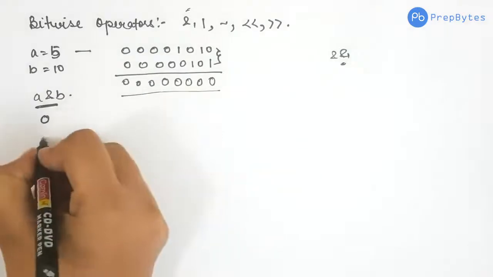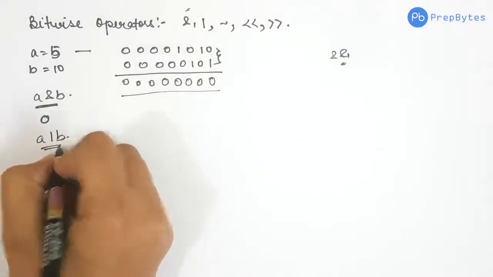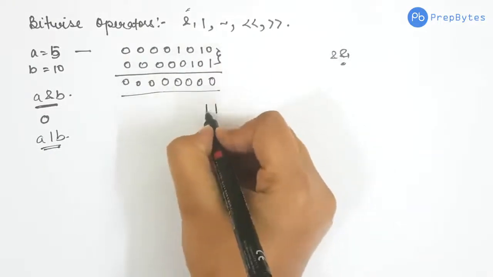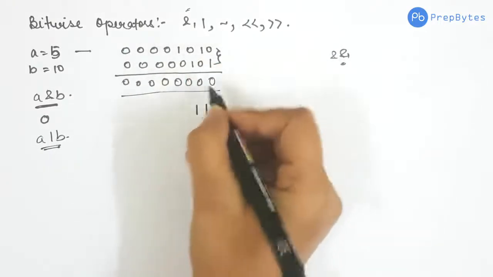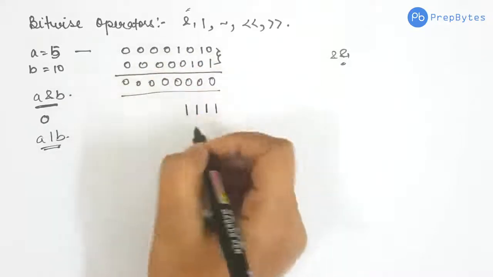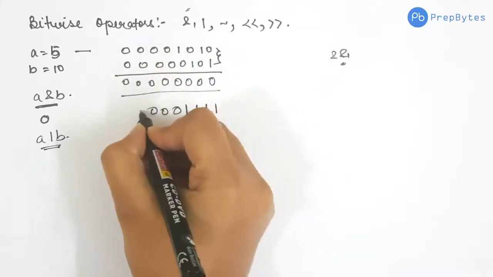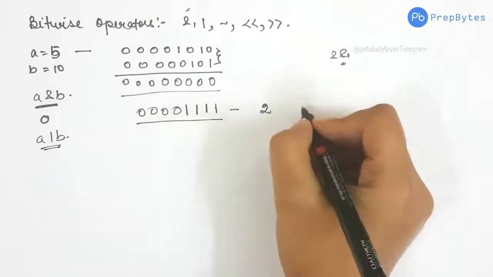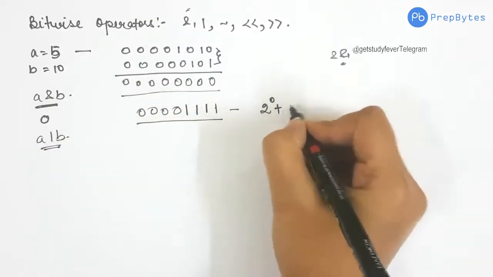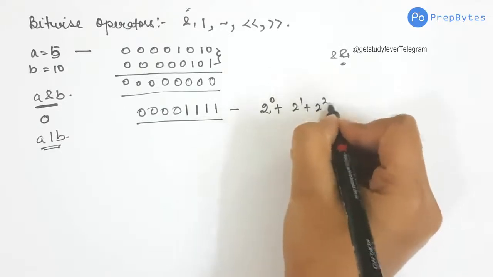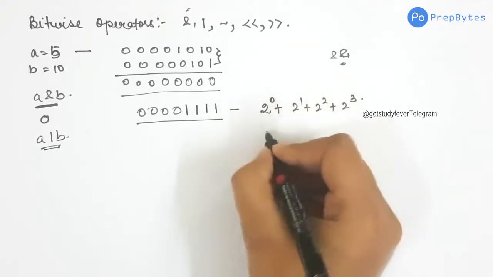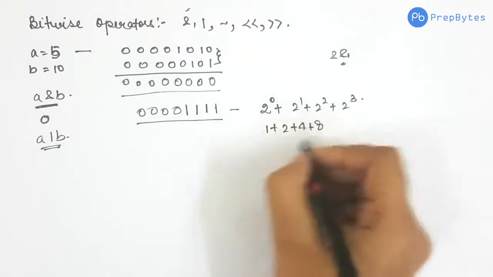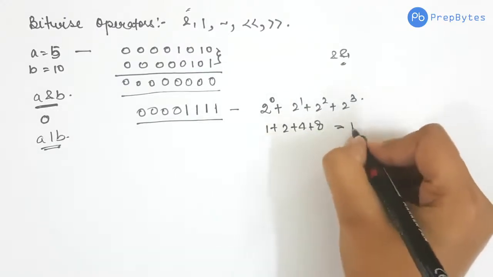So let's do A or B. In this case, 0, 1 gives me 1, 1, 0 gives me 1, 0, 1 gives me 1, this gives me 1, and these all give me 0. So A or B gives me the result as 2 to the power 0 plus 2 to the power 1 plus 2 square plus 2 cube, which is 1 plus 2 plus 4 plus 8. So I get the result as 15.